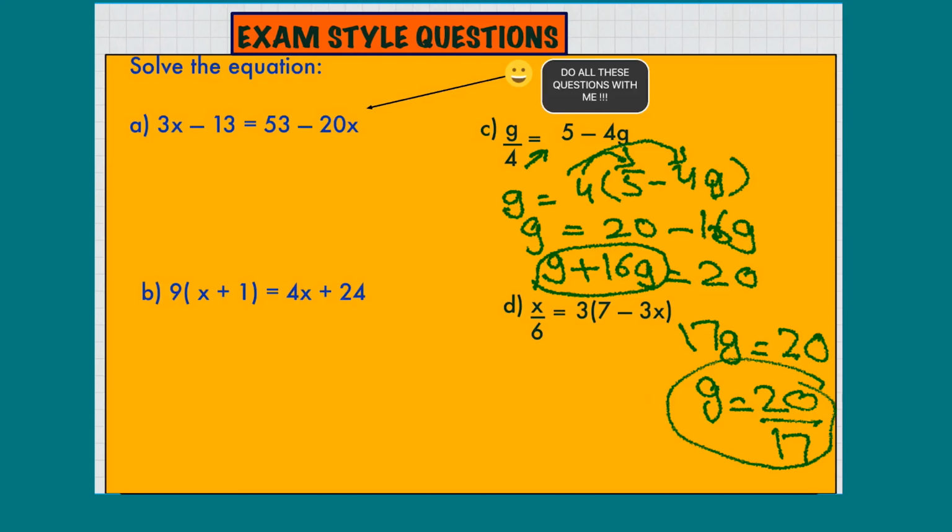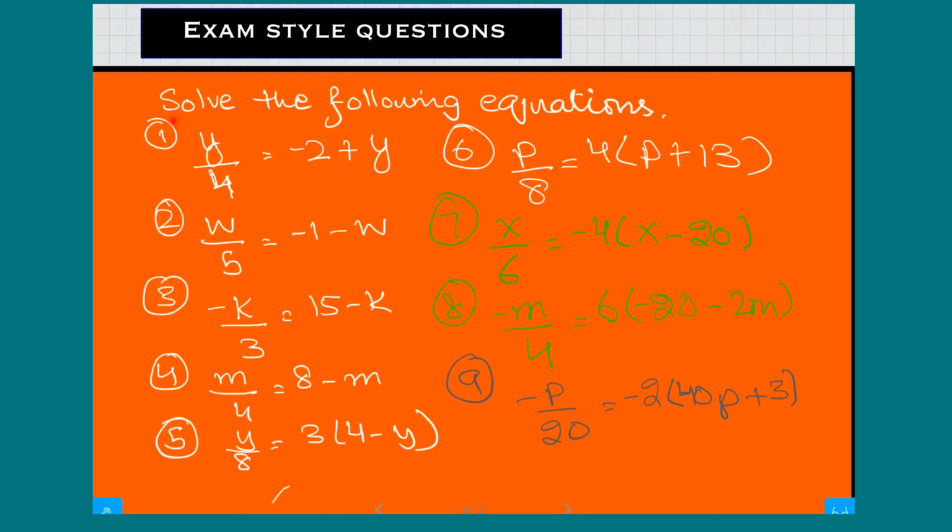Here are some exam style questions. Please solve the following equations, 1, 2, 3, 4, 5, 6, 7, 8 up to 9, using the method I've just explained to you. If you have a positive term or a negative term, when you take it to the other side, you just need to change the signs.